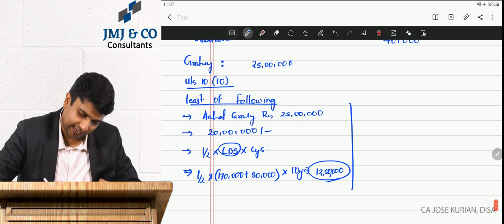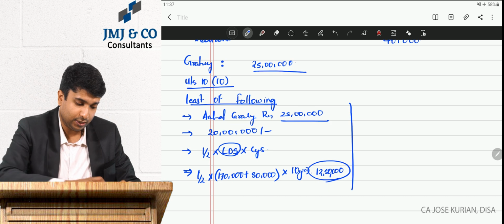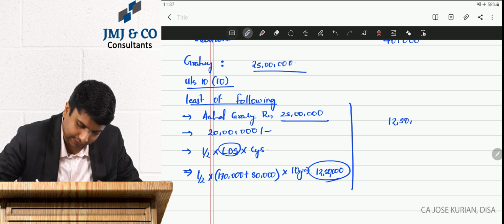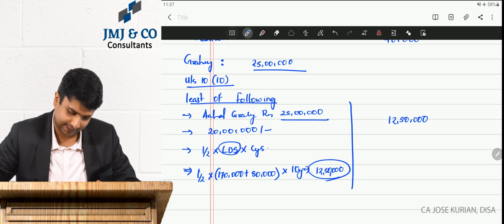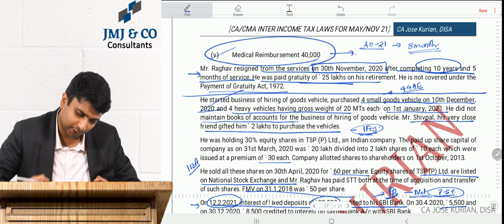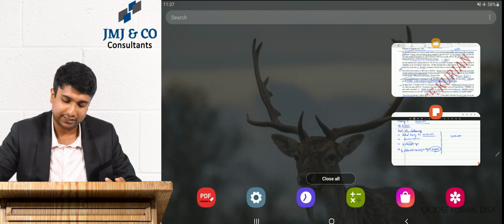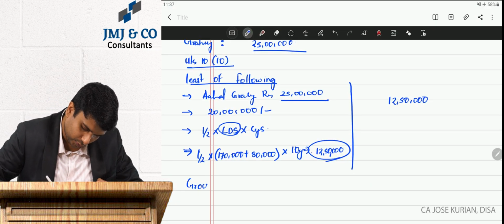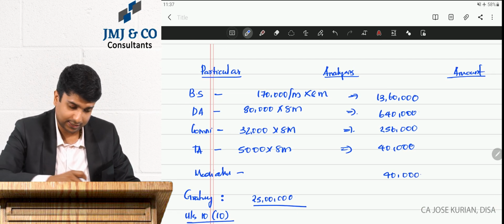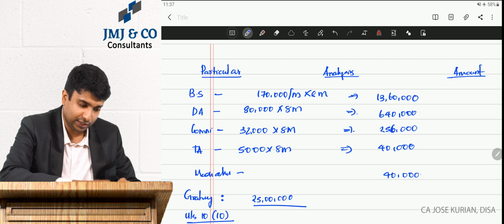So the actual gratuity is 25 lakhs minus exemption 12,50,000, and the taxable gratuity is 12,50,000. So 12,50,000 is the taxable gratuity received by the assessee. Friends, is there anything else remaining in the salary head? There is nothing. The next is related to PGBP, and thereafter capital gains, and finally IFOS. So there is nothing left in the salary head, and we can compute the gross salary. Gross salary here would be 13,60,000 plus 6,40,000 plus 2,56,000 plus 40,000 plus 40,000.